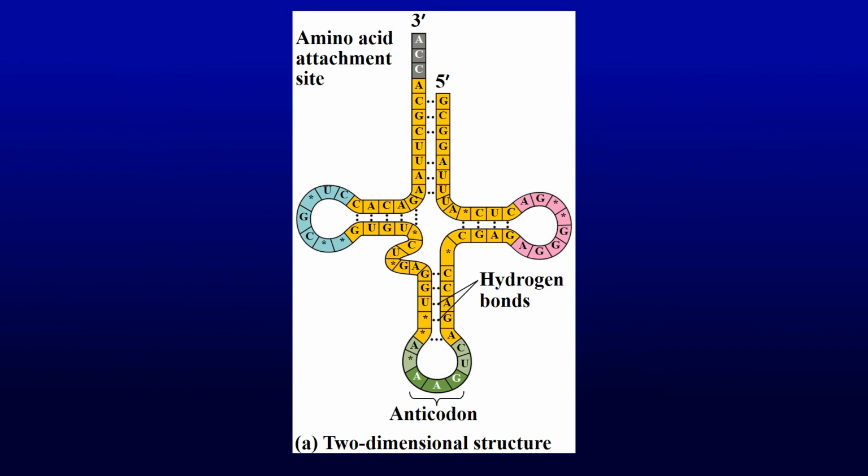There's just another diagram of the two-dimensional representation of the transfer RNA. Again, the important parts are that it's single-stranded. There's our 3' end, there's our 5' end, and you can see that the molecule is quite folded. We've got hydrogen bonds holding it together. There's our anticodon down there, an AAG, and it's up here where our amino acid would be attached.